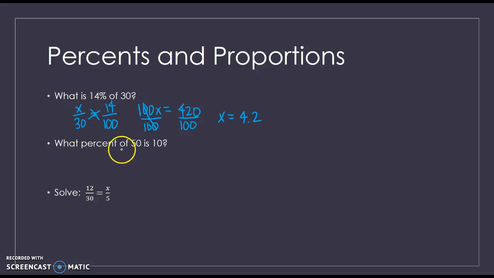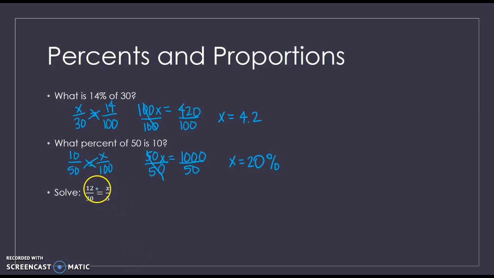Now I want to know what percent of 50 is 10. So if I'm looking for the percent, that means I'm going to have x over 100. And so I'm going to say 10 over 50 equals x over 100. Cross multiply. So then we get 50x equals, and 10 times 100 is 1,000. Divide by 50. 1,000 divided by 50 gives us 20. Alright, so 10 is 20% of 50.